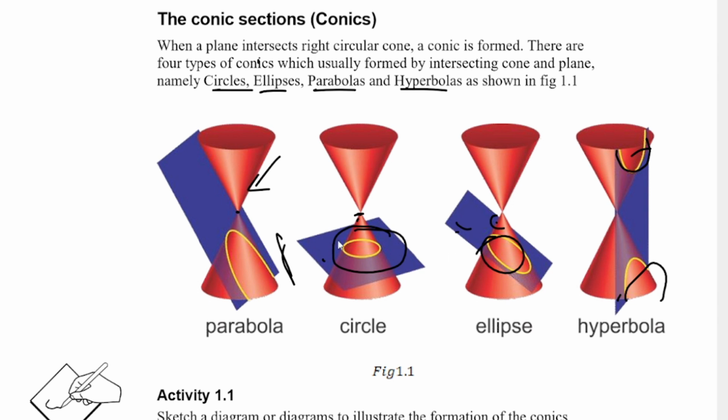Now, let me talk about the first one, which of course I skipped, the parabola. All right, now the parabola is formed when the plane cuts parallel to the slant of the cone. So this is the slant height of the cone, the side here. So this side of the cone is called the slant height of the cone. So when there is an intersection of the plane and the slant height of the cone, in this case this side, when the plane cuts the cone parallel to the slant height of that cone, then the conic section that forms is called the parabola.